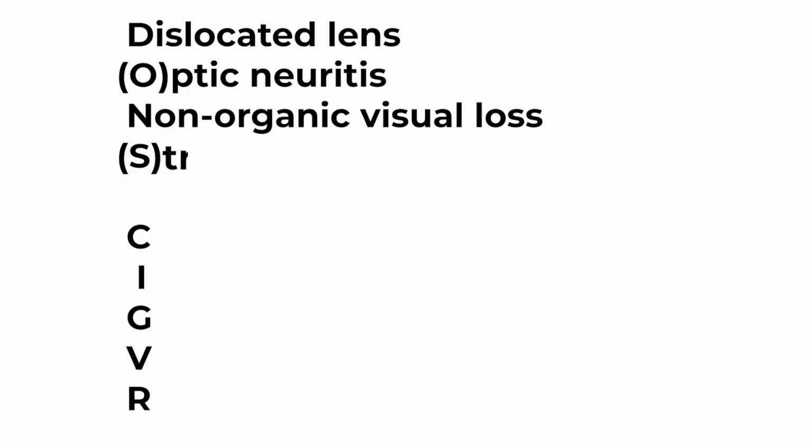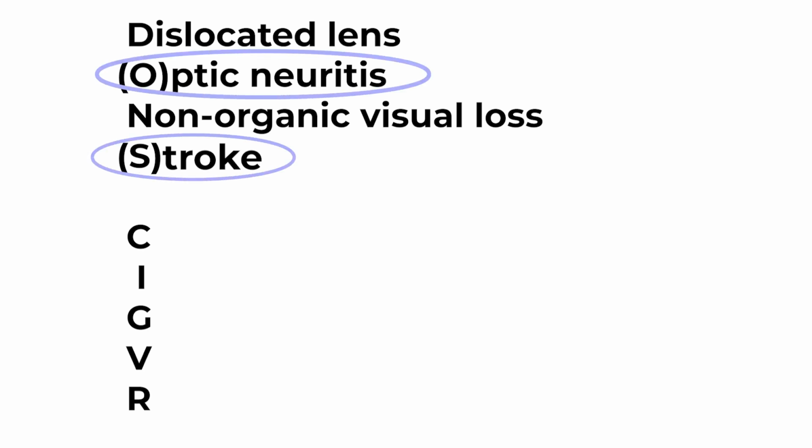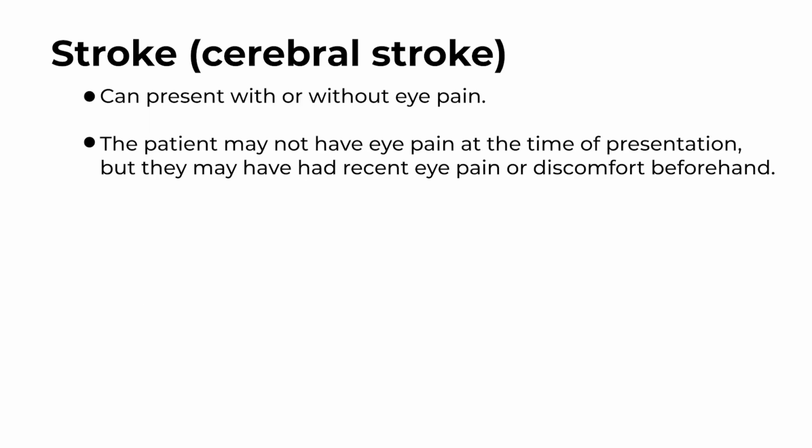The S stands for stroke, specifically a cerebral stroke. So this is the second letter in the mnemonic that has parentheses around it, because a cerebral stroke may or may not lead to eye pain. Something to keep in mind is that when you're seeing the patient, they may not be endorsing any eye pain, and maybe the eyes look completely normal, but they might have had eye pain or discomfort prior to presentation.